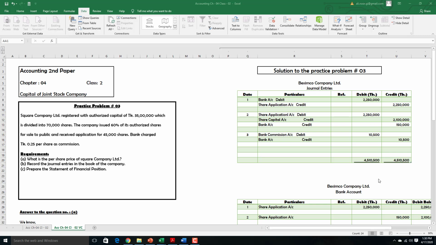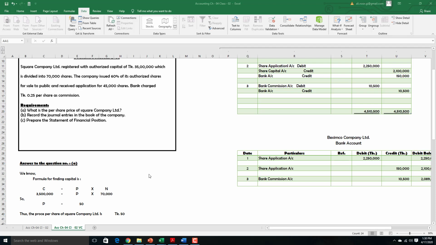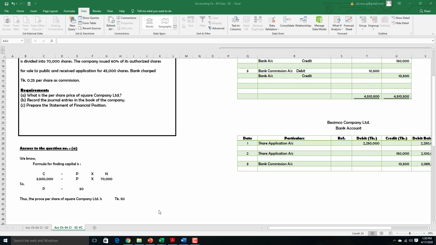To solve requirement A, I have already done it because I demonstrated it a few minutes back, so I am not solving it here. You can see that the share price of this company is taka 50. We plugged the values of C and N into the formula, dividing C by N, that is 35 lakh divided by 70,000, and we got the share price of 50.